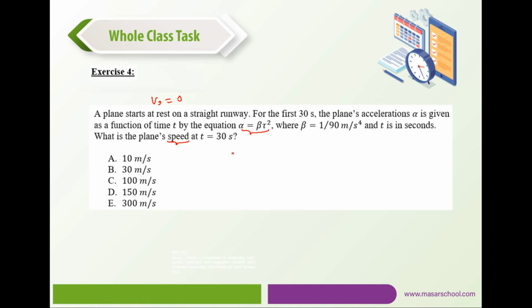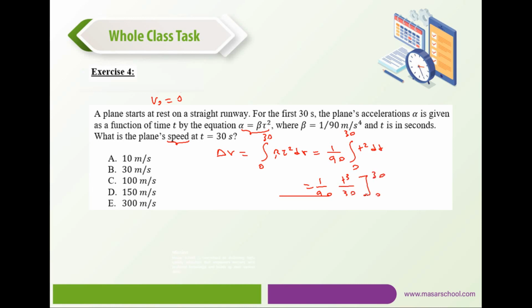Now, because we need to determine the speed at a specific instant, which is t equal to 30 seconds, we can proceed in this exercise in two ways. Either we do it as an indefinite integral because we know the initial speed, or we do it as a definite integral. I'm going to proceed with the definite integral. So delta v would be the integral from the initial instant, which is 0, to the final instant, which is 30, of beta t squared dt. Now beta is 1 over 90, I'm going to take it out. From 0 to 30 of t squared dt, that would be 1 over 90 times t cubed over 3, computed between the two bounds 0 and 30.